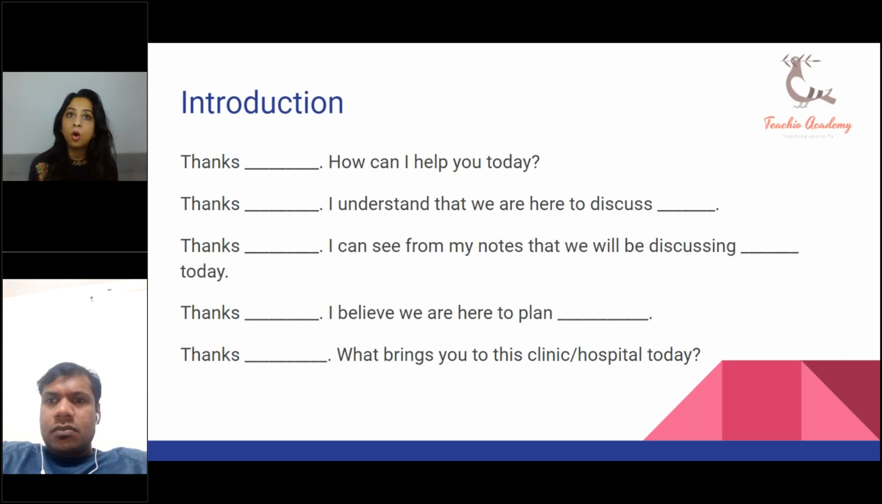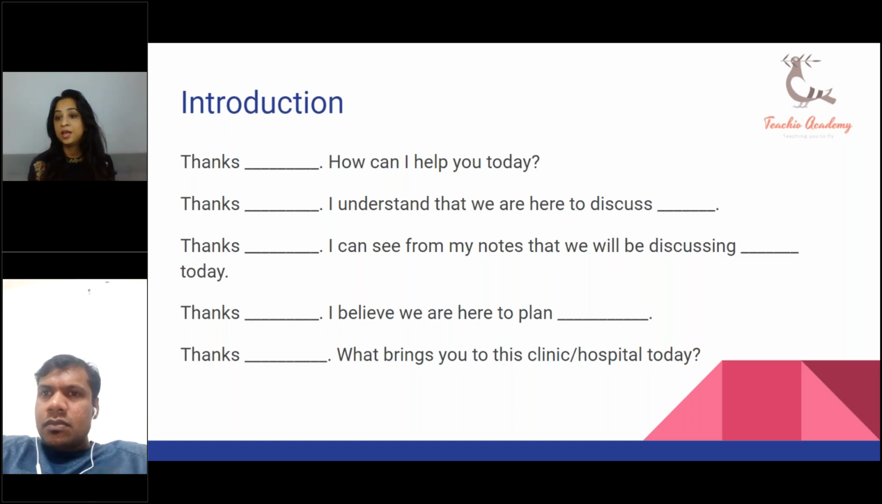It gets a little awkward when your notes say that you've seen this patient for a long period of time and you know that this patient is getting discharged today, and then you start your conversation with how can I help you. You can use how can I help you, I don't dispute that, but it just sounds a little better if you write that I understand that we are here to discuss your discharge. In the example that we had, we could have said, thanks, Marie. I understand that we're here to discuss your recent hospital admission.